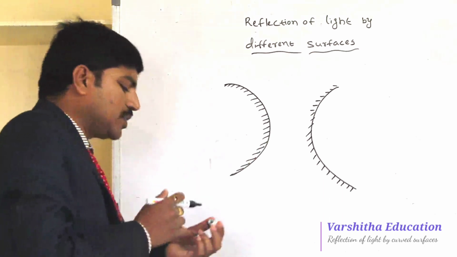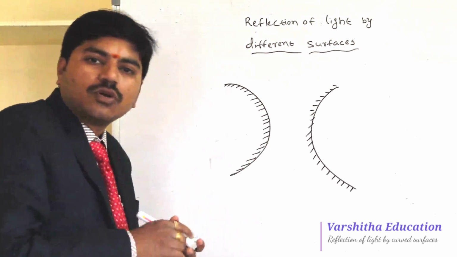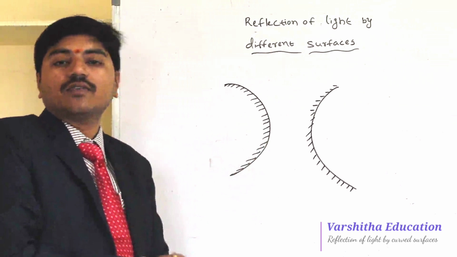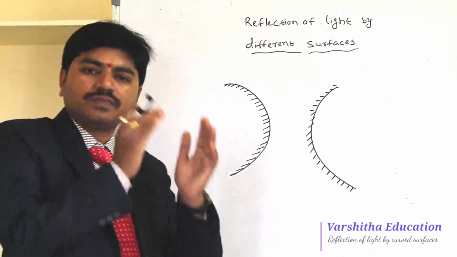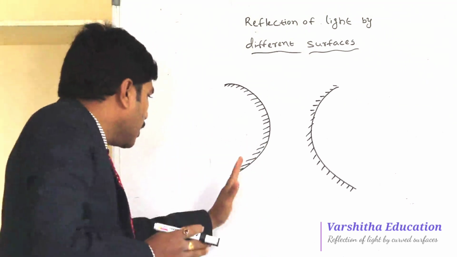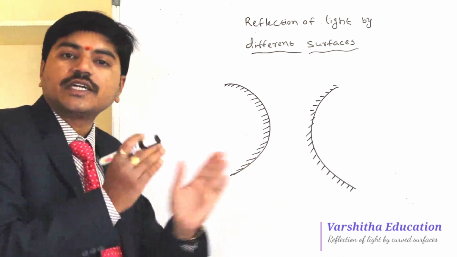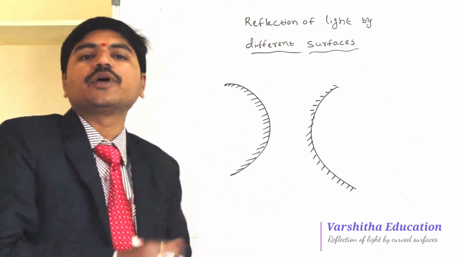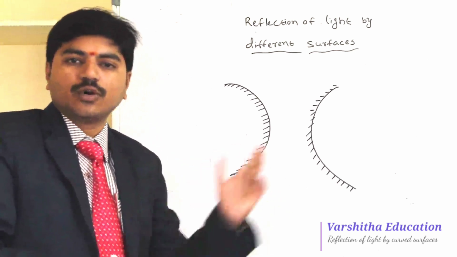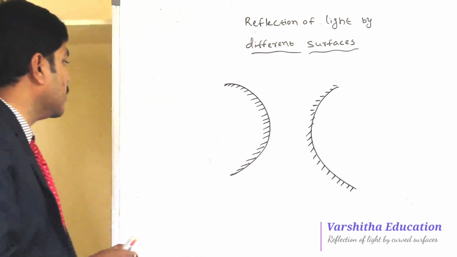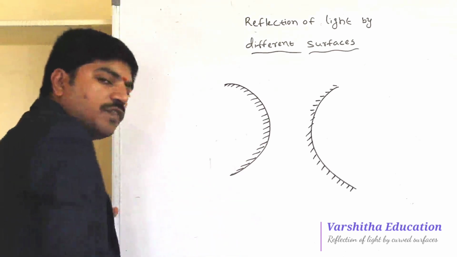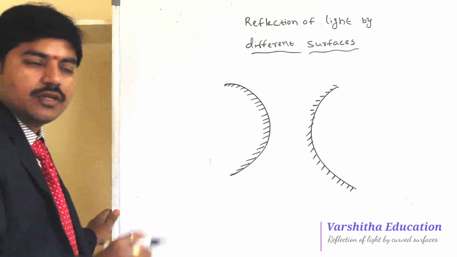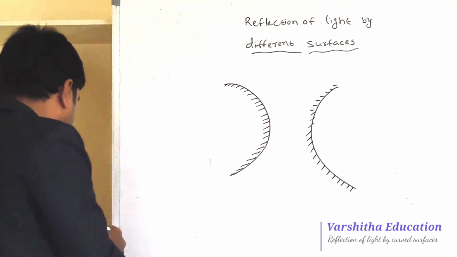Now, further on reflection of light. Which is concave, which is convex, and one more word is also there: convergent or divergent. So what is meant by convergent and divergent? Now we will discuss convergent and divergent. For that we can do some activity.